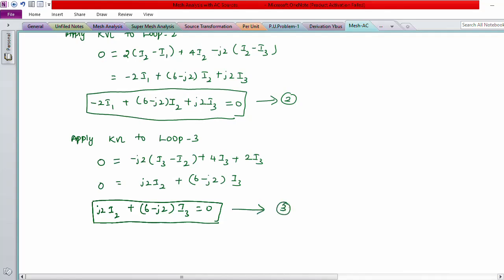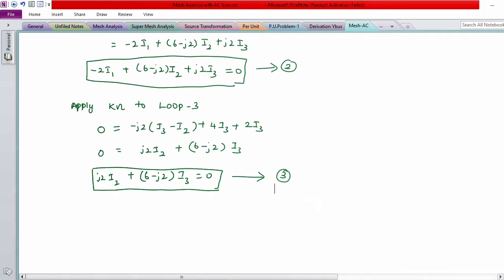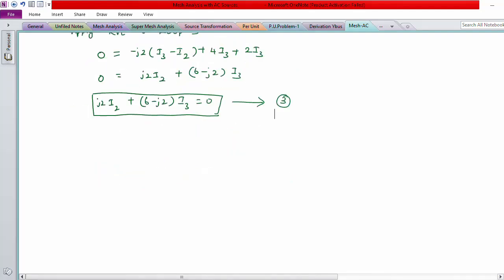Now we can solve these equations using Cramer's rule. So we have to write these equations in matrix form. In matrix form, we can write the Ax equal to B format. Here the x represents the unknown currents. So in this case, we will have 3 equations with 3 unknowns, so we have to write a 3 cross 3 matrix.